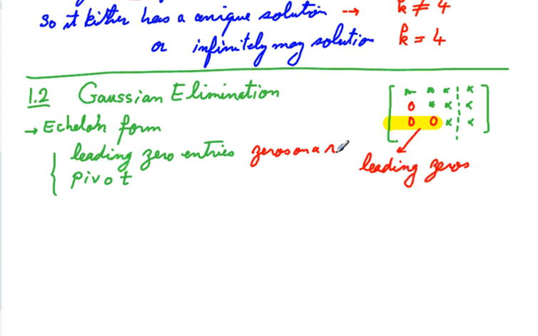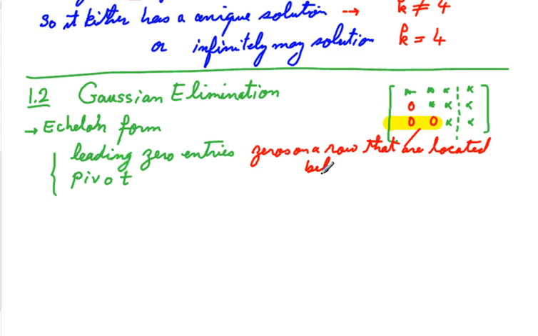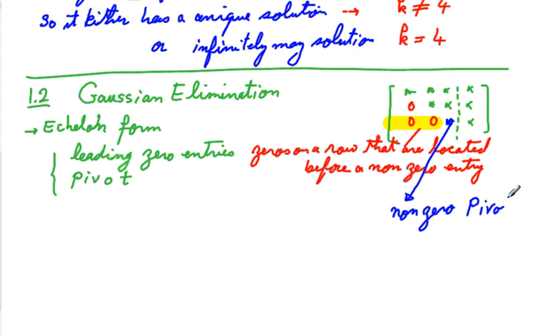Zeros on a row that are located before a non-zero entry. Okay, well, if these are important, then whoever is a non-zero entry, that guy is going to be important too. If this is non-zero, if that happens to be non-zero, we are going to refer to it as a pivot. So if that is non-zero, we are going to refer to it as the pivot. So pivot is the first non-zero entry of a row.